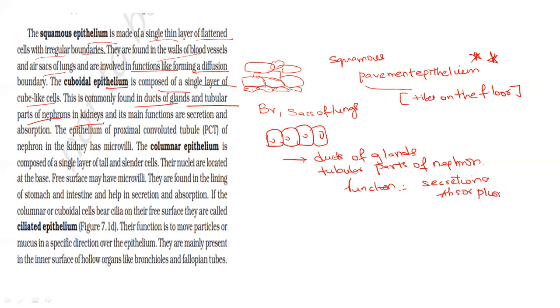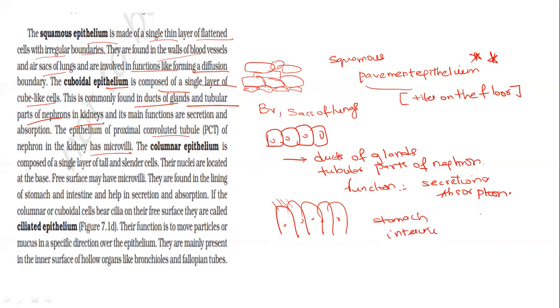Now, the epithelium of the proximal convoluted tubule of the nephron has microvilli. Columnar epithelium is nothing but it looks like a column. It has tall and slender cells. Their nuclei are located at the base, and the free surface might have microvilli. They are seen in the stomach as well as in the intestine, and their main function is secretion and absorption.